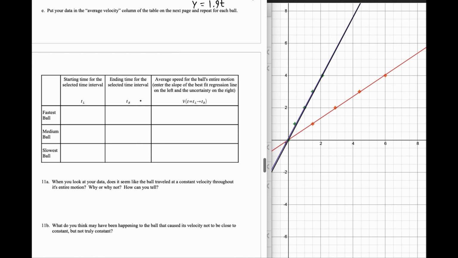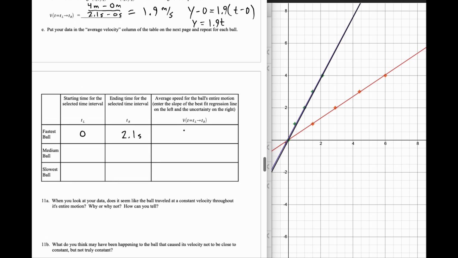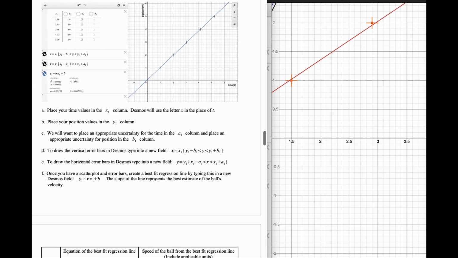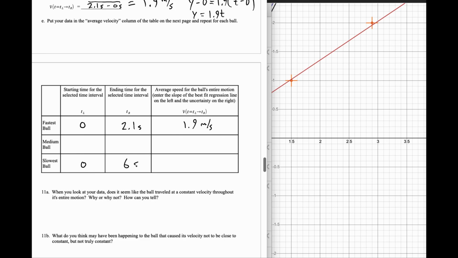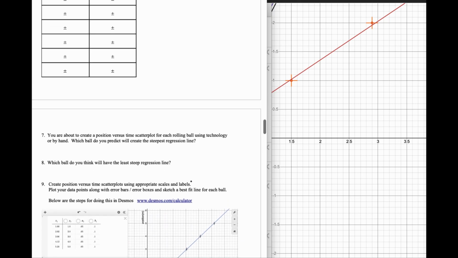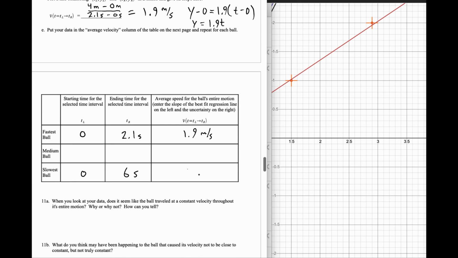Let's see. Now it says put your data in the average velocity column on the next page and repeat. Alright, so that's fine. We can just do that. Average speed was 1.9 meters per second. For the other one, we have 0 to 6 seconds. And that slope was 0.67.